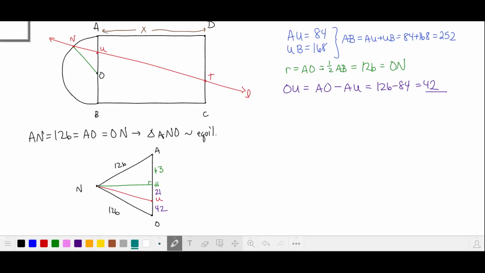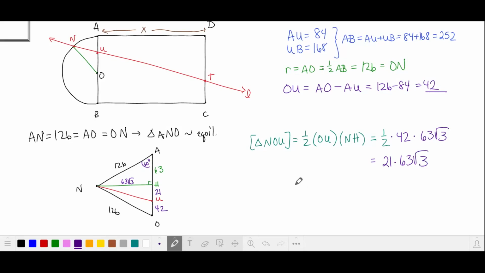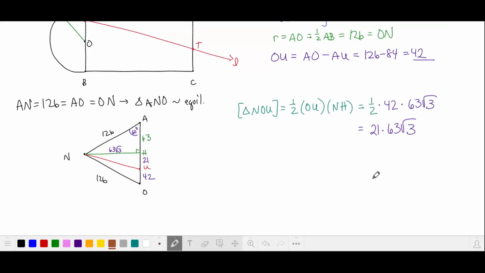First, we'll find the area of triangle NOU. We'll use segment OU as our base, and NH is the altitude outside of that obtuse triangle. Since triangle ANO is equilateral, we have a 60-degree angle here. So the distance from N to H is 63√3. OU is 42. This is equal to 21 times 63√3. An AIME hack is not to necessarily multiply these out. Sometimes you'll be able to factor out some factors, saving you time.